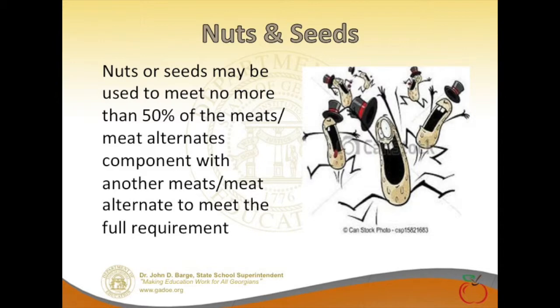The Code of Federal Regulations states that nuts or seeds may be used to meet no more than 1/2 of the meat alternate component, with another meat alternate to meet the full requirement. Nut butters are not included in this ruling, which includes peanut butter and sunflower butter.